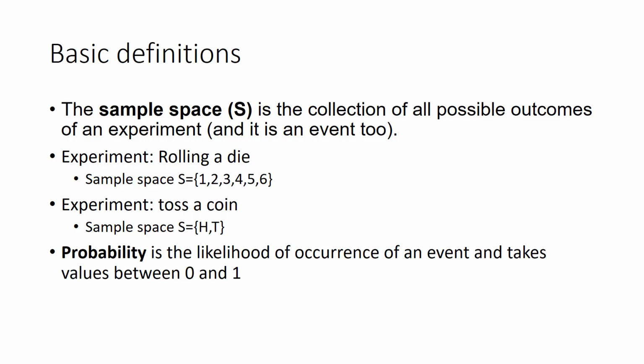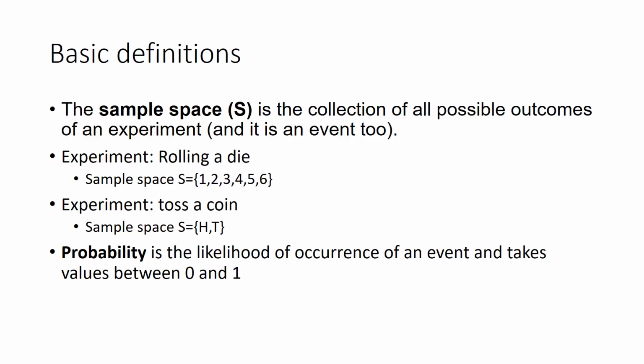And then we have what we call the probability. The probability is a number that tells us how likely it is for an event to occur. Since it's a number that tells us how likely it is, it takes values from 0 to 1, all possible numbers from 0 to 1, with 0 being that something is totally unlikely to occur, and 1 being that it is sure to happen.